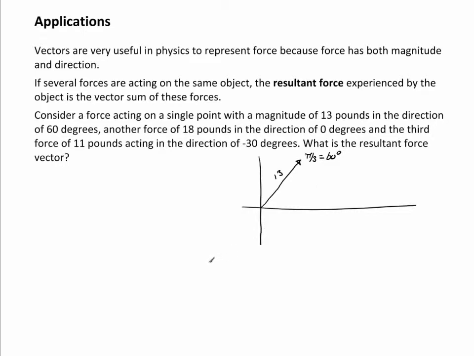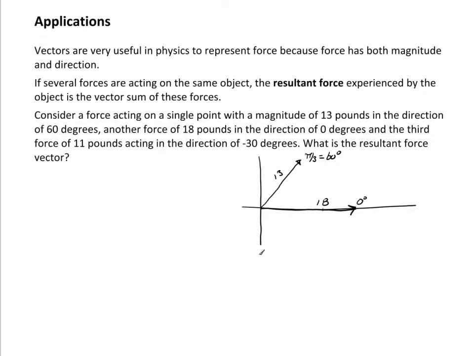See, I had a force of 18 pounds working at 0 degrees. If this is 13, then 18 must be roughly here. So I'm going to have this vector at 0 degrees, and it has a magnitude of 18, and this is 0 degrees and radians, whatever.